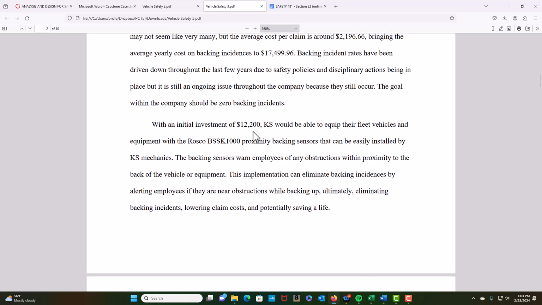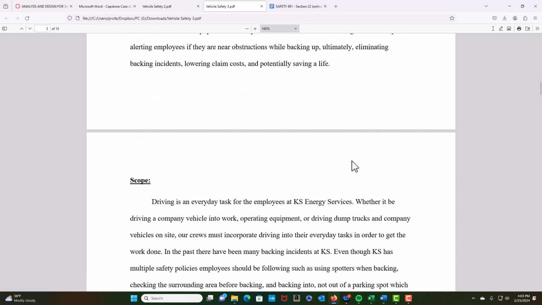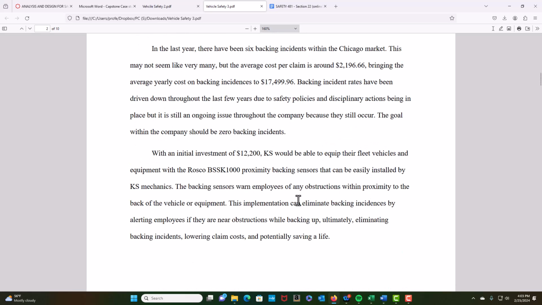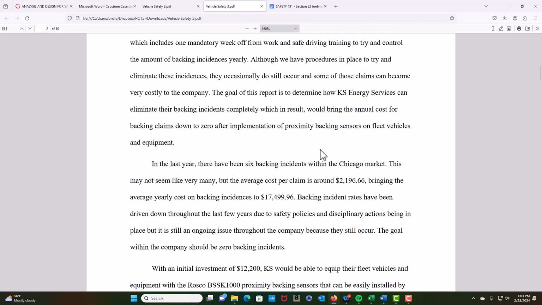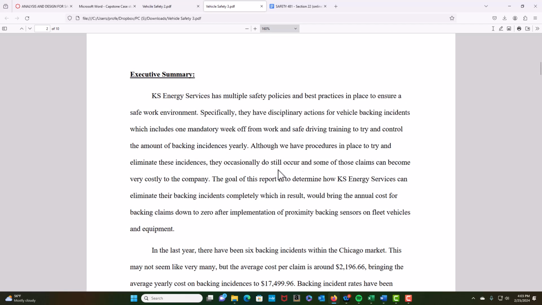All right. With initial investment of this, with equipment with proximity backing up sensors. So is it that they couldn't see then? Is that what they're saying? Okay. Well. All right. So there should be a little bit more here, but for the most part, it's the best one I've seen. So for the executive summary, I'm going to give it a 27. Give it a 90%. Oh, I wrote it wrong. There we go. So that is the better of the other two.